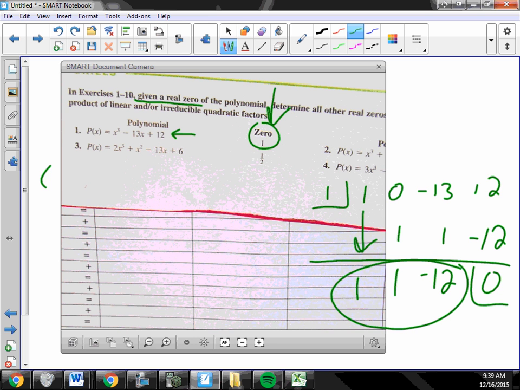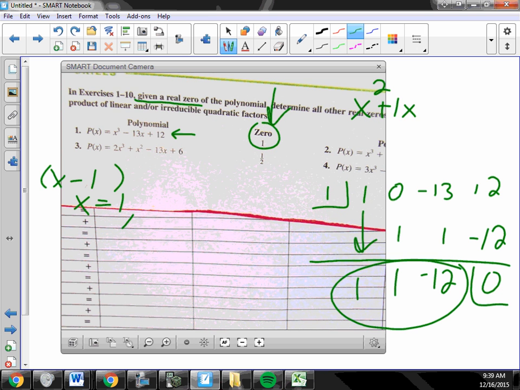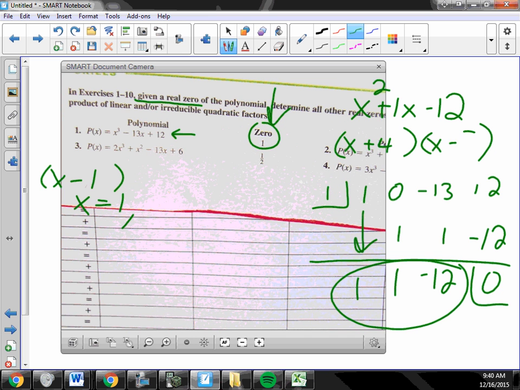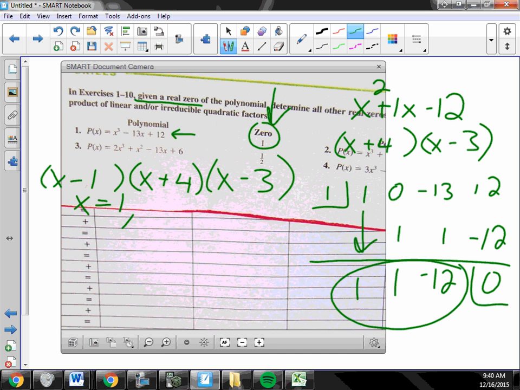So the first factor would be x minus 1. And of the three roots, one of them is 1. And now over here, x squared plus 1x minus 12. Does that factor? So x plus 4 and x minus 3. So that's what goes over here: x plus 4 and x minus 3. And what are the other two roots? 3 and negative 4.